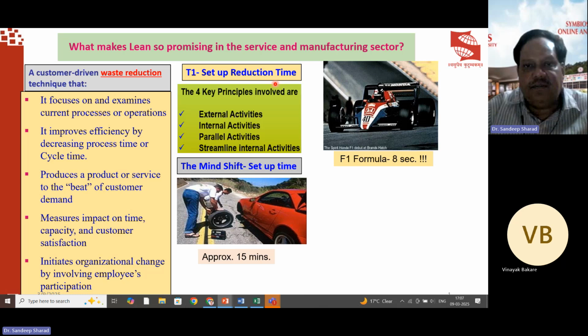The T1 setup reduction time. The four key principles involved are external activities, internal activities, parallel activities, and streamlining the internal activities. The shift setup time is approximately 15 minutes, and in Formula One the car pit stop is only about 8 seconds.